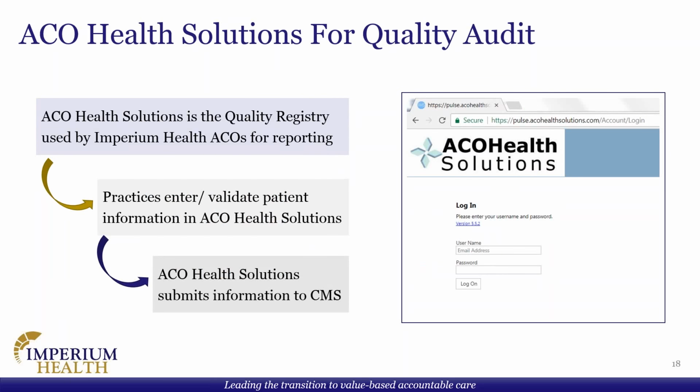We will use ACO Health Solutions as our way of consolidating all of those different lists of patients and to be able to report it into CMS. You as a practice will be entering and completing the patient summaries within ACO Health Solutions, which will then be compiled by Imperium and reported through ACO Health Solutions to CMS. ACO Health Solutions is a certified clinical quality data registry, which means that it's one of the web interfaces that's allowed for the ACO quality reporting.